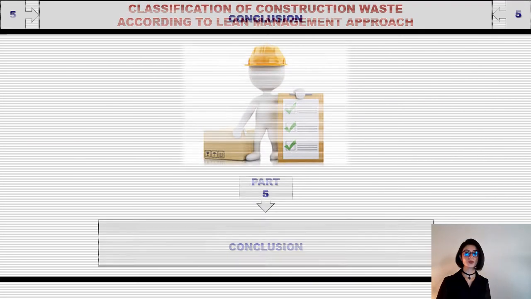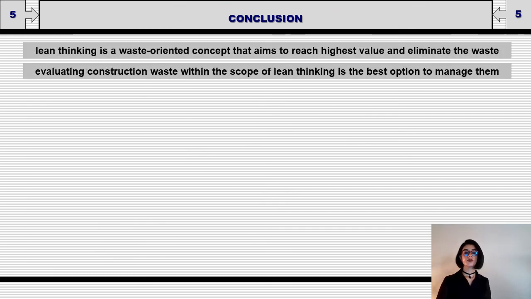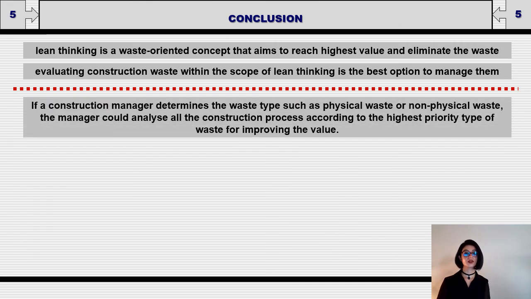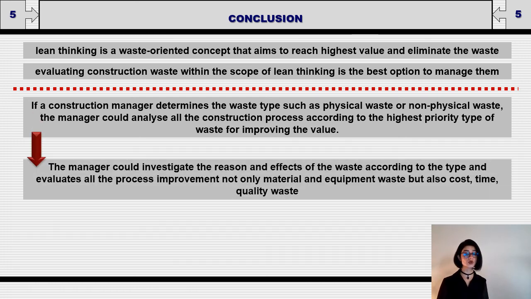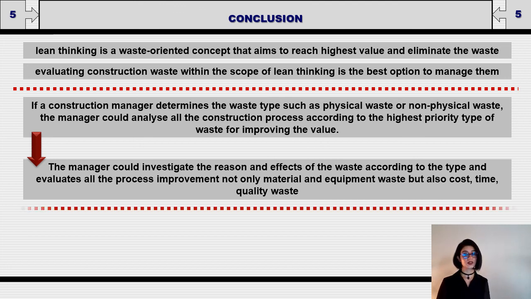In the conclusion, we can say lean thinking is a waste-oriented concept that aims to reach the highest value and eliminate waste, and so it is thought to be the best option to manage waste. If a construction manager determines the waste type, such as physical waste or non-physical, the manager could analyze the whole construction process according to the highest priority type of waste for improving the value. And also, the manager could investigate the reasons and effects of the waste according to the type and evaluate all the process improvement, not only physical waste, but also non-physical.